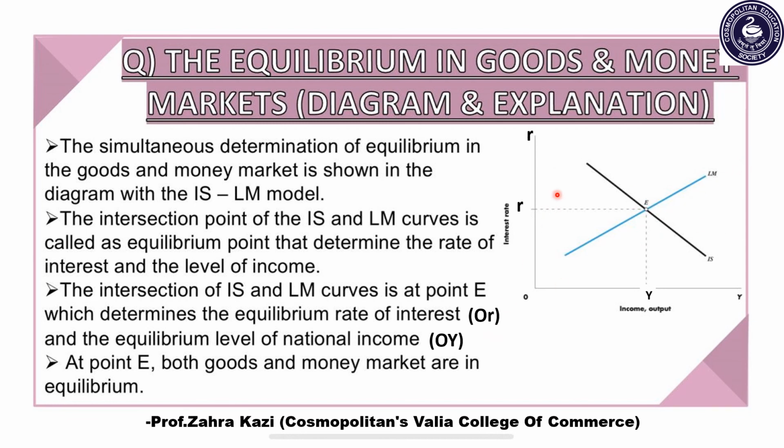The intersection of both the IS and LM curves takes place at point E. This point E is called the equilibrium point that shows the rate of interest as well as the income level. It determines the equilibrium rate of interest R as well as the equilibrium level of income, that is Y. At point E, both markets, that is the IS goods market and the LM money market, are in equilibrium.